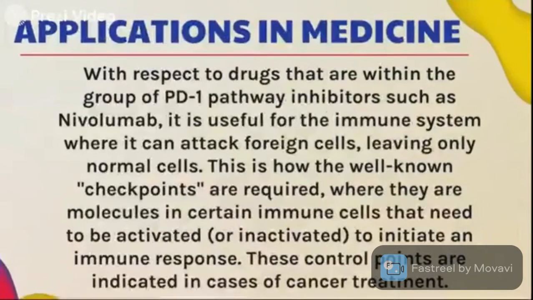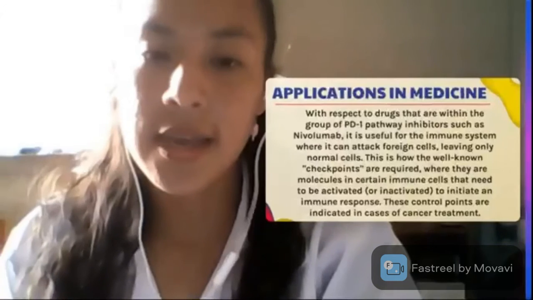With respect to drugs within the group of PD-1 pathway inhibitors, such as Nivolumab, it is useful for the immune system, where it can attack foreign cells, leaving only normal cells. This is why the well-known checkpoints are required: they are molecules in certain immune cells that need to be activated or inactivated to initiate an immune response. These control points are indicated in cancer treatment.